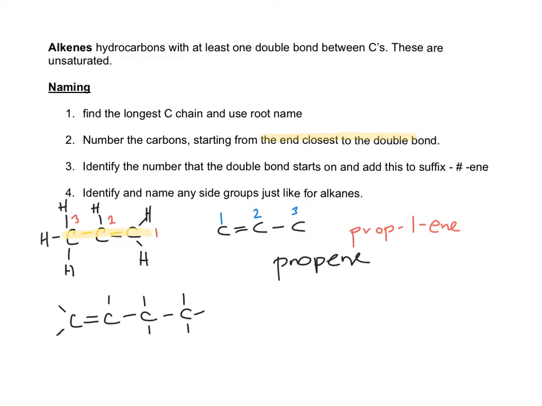Okay, this structure, I'm not showing the hydrogens, I'm just showing the bonds just to keep it a little neater. So here, find the longest continuous carbon chain. Here we go, straight chain. There's 4 carbons, so the root is but. The double bond is closest to this end. So 1, 2, 3, 4. So the name for this compound would be but for 4 carbons, 1-ene.